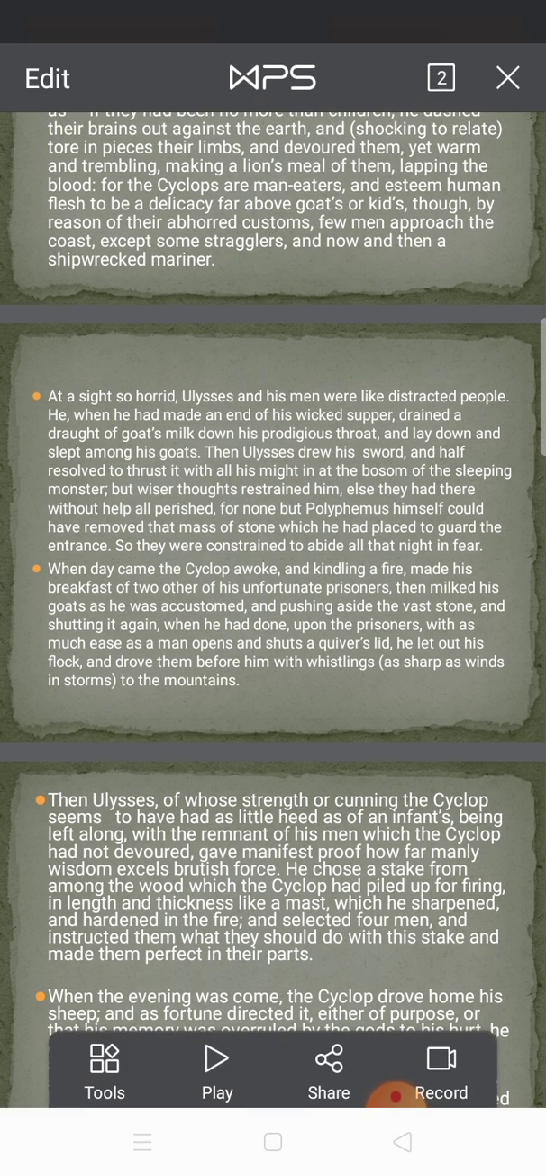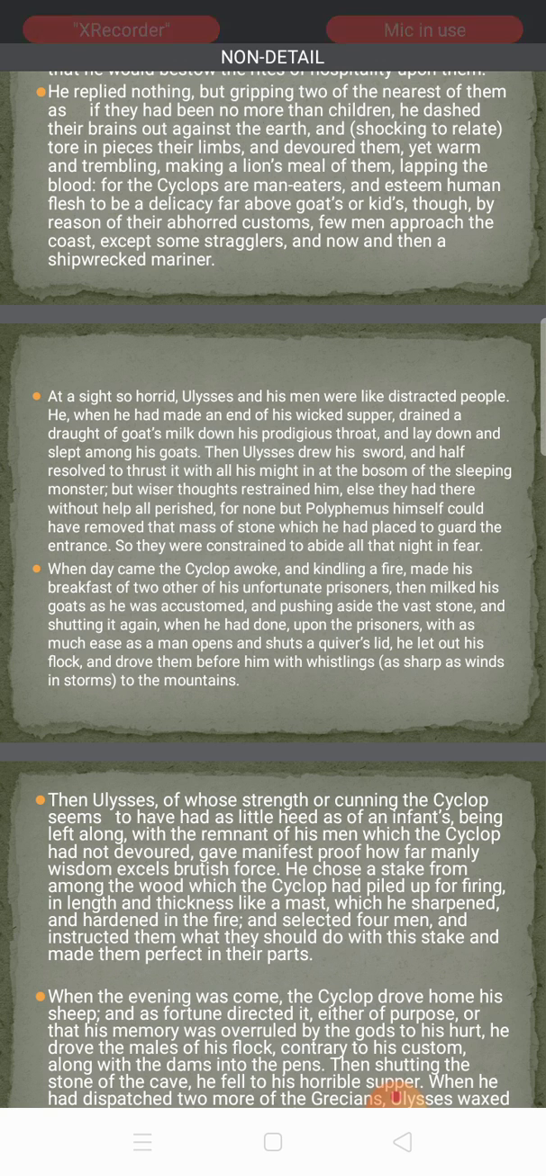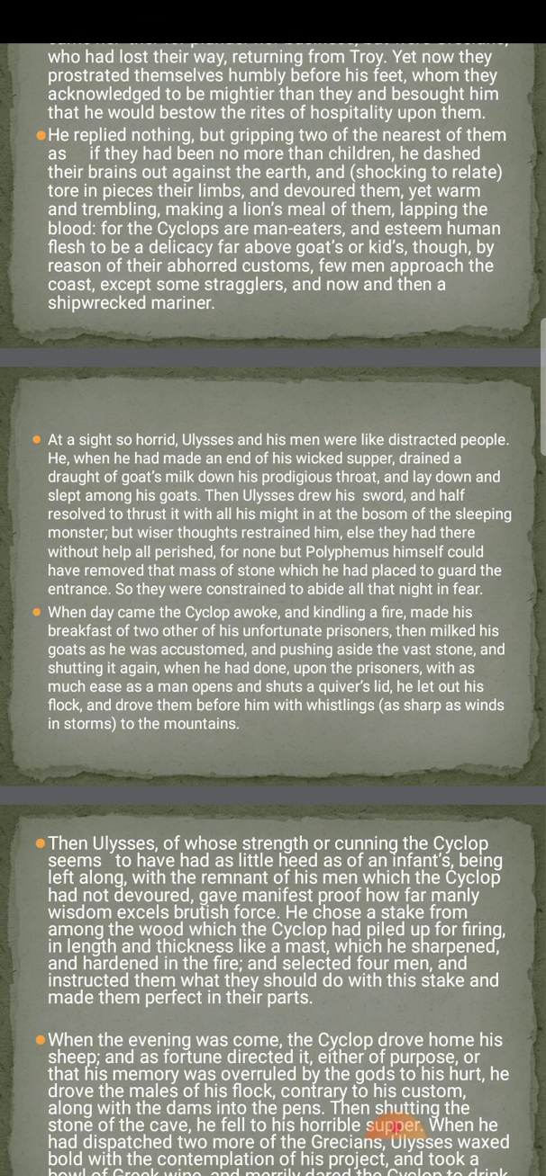When he had made an end of his wicked supper, supper means they will eat nice grand food, no? That's called supper. He drained a draught of goat's milk down his prodigious throat and lay down and slept among his goats. Now he killed a few men and ate fast because it was so tasty, and he had not eaten for a long time. After a long time only he is eating men now, and so he enjoyed it, and then immediately one suck of goat milk he drank, and then he fell down.